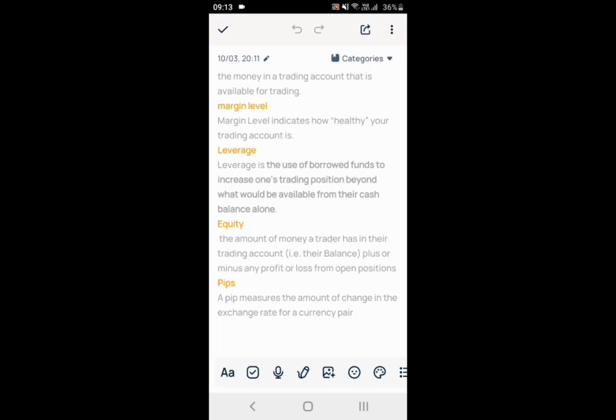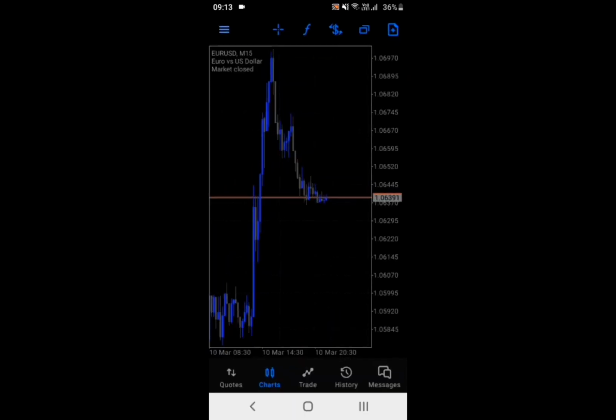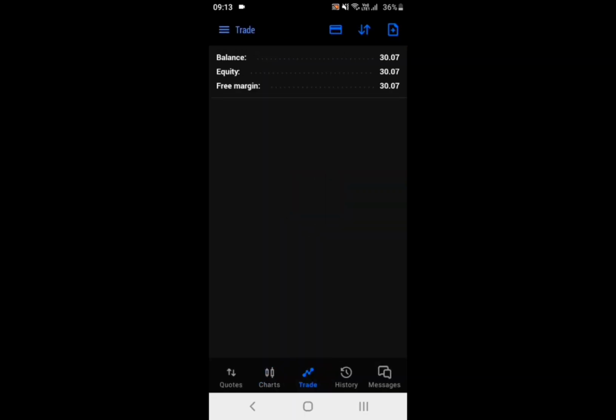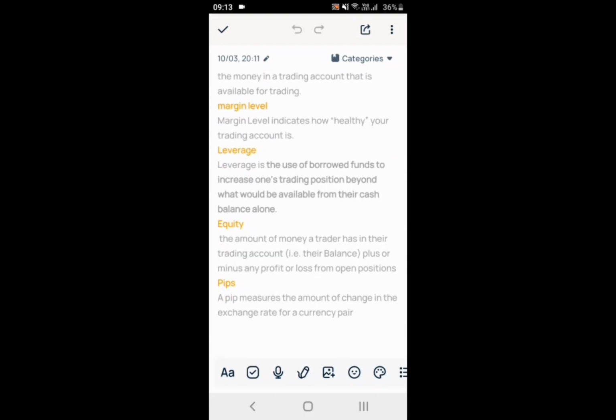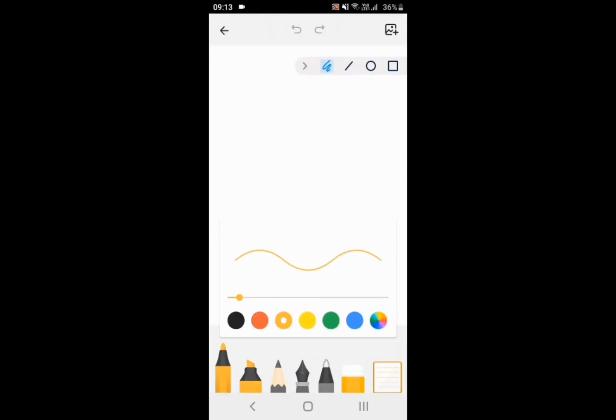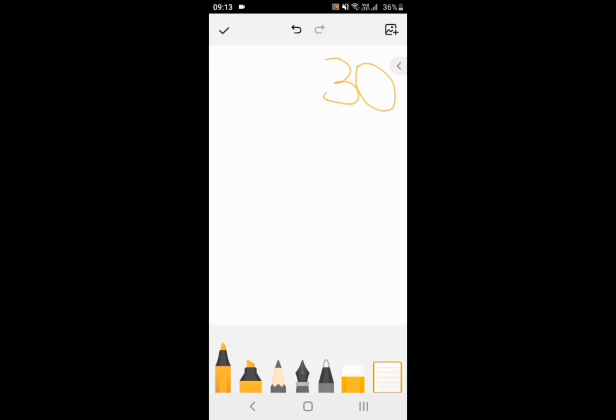Equity is the amount of money a trader has in their trading account, plus or minus any profit or loss from open positions. So right now, if I go on my MetaTrader platform, my equity is displayed there. So it basically means my balance right now is $30. Just to give you guys an example, it's $30, right?